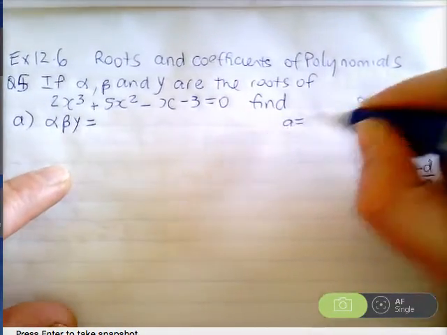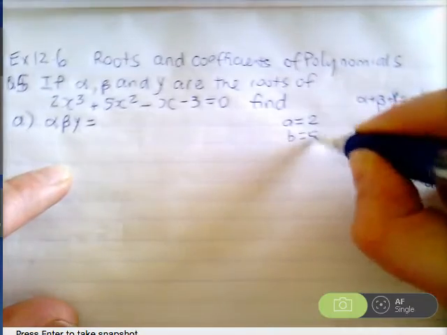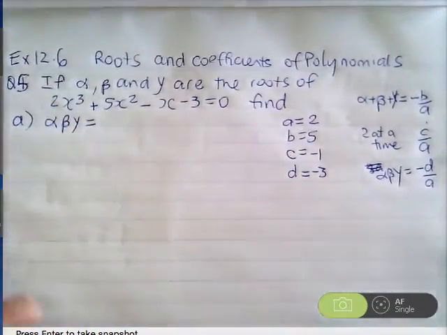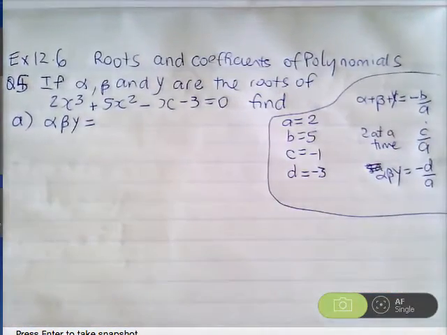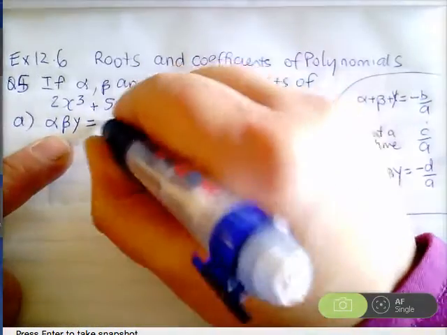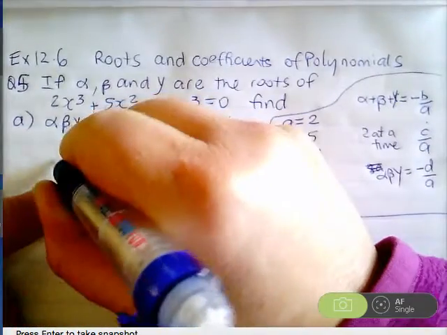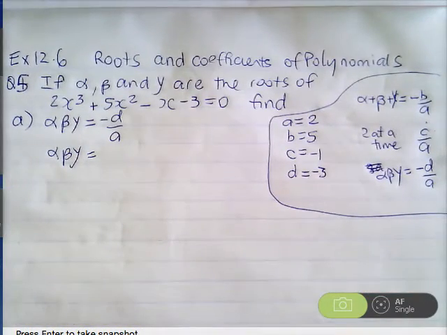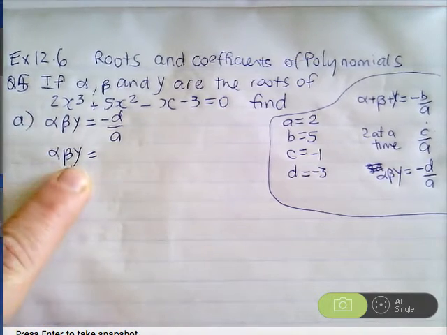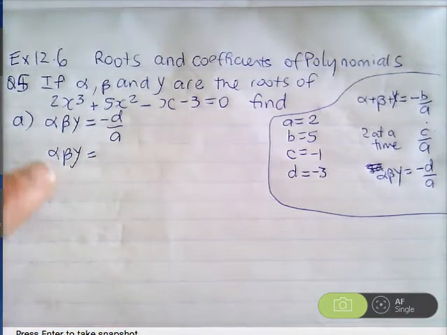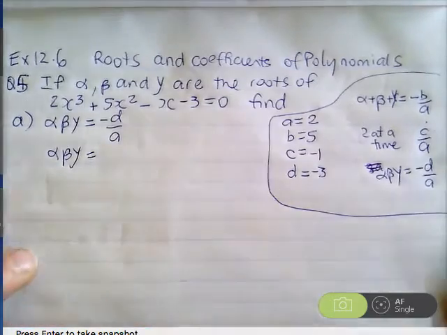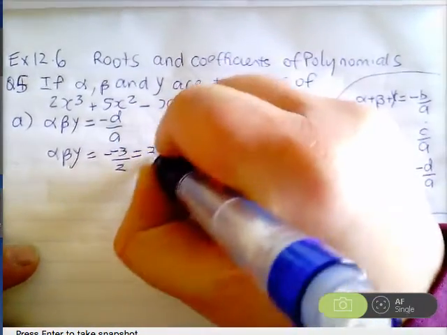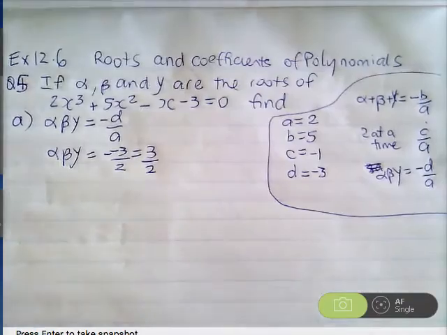So what's a, b, c, d? Let me write that out here. What's a? 2. What's b? What's c? And what's d? Okay, we can use that for all our questions. So this is just my little bit on the side. Okay, so 3 at a time is minus d on a, which is the product. Product, or 3 at a time, same thing. So what's the product in this case? Minus d on a, which is negative 3 over 2, which is what? 3 on 2. Just keep it as 3 on 2.